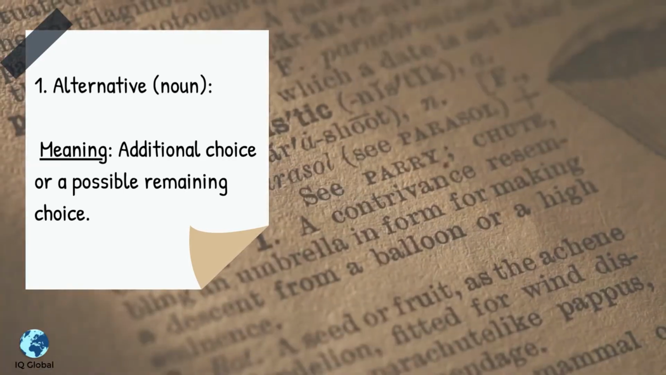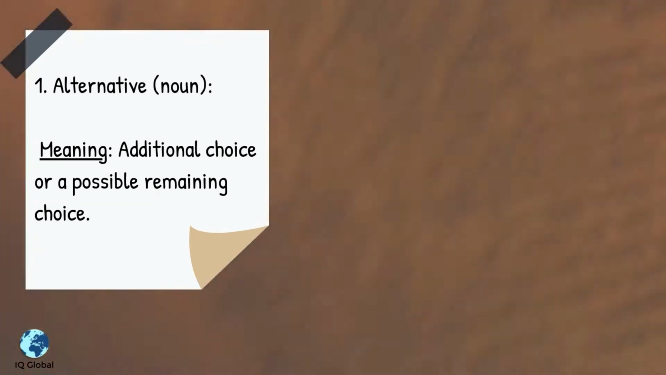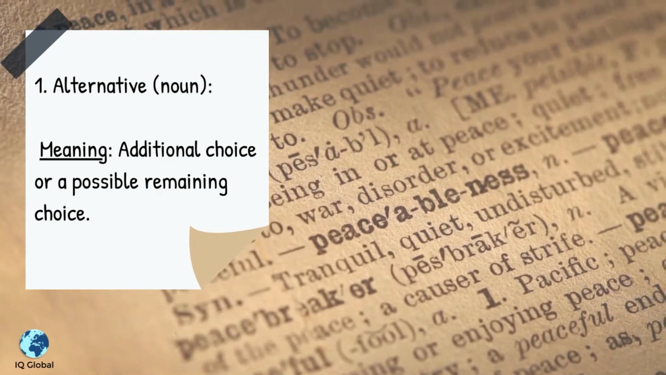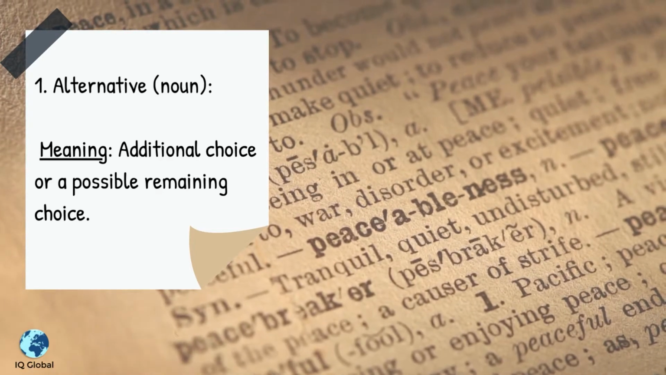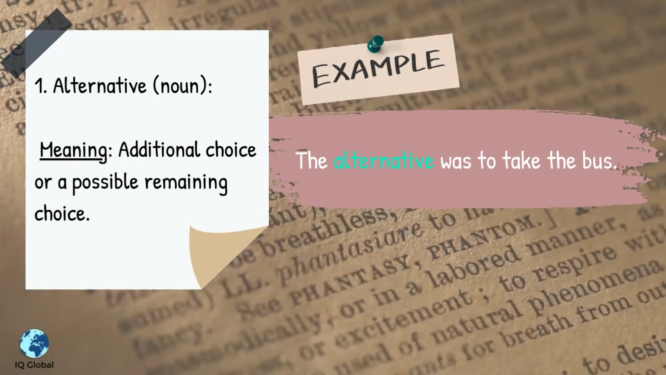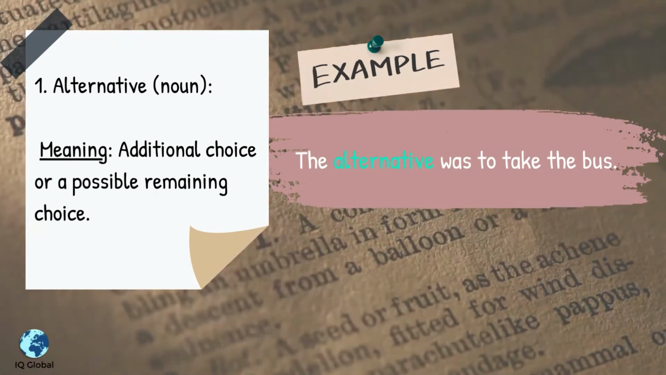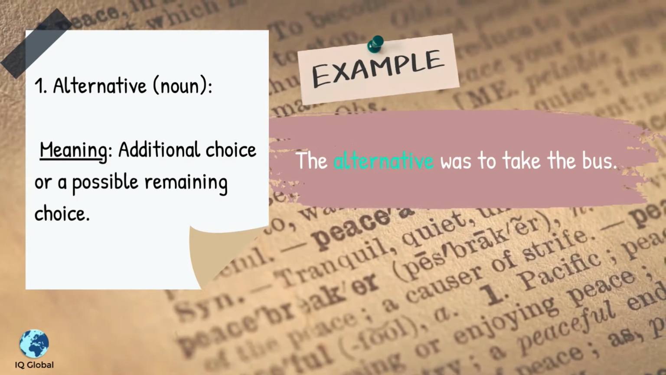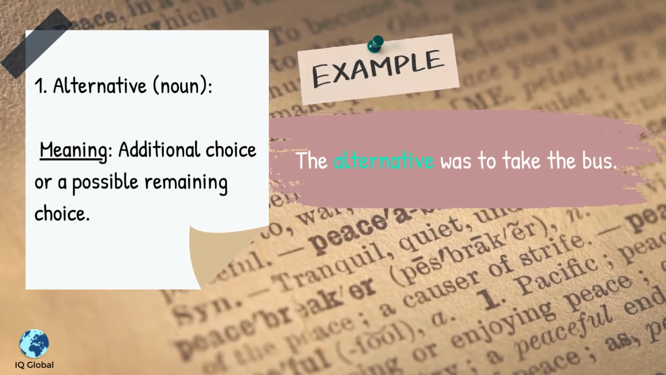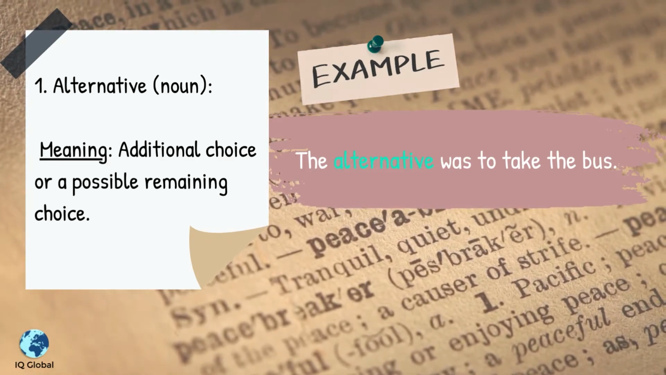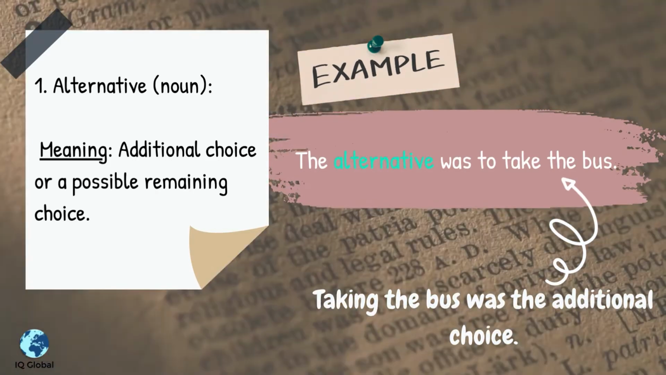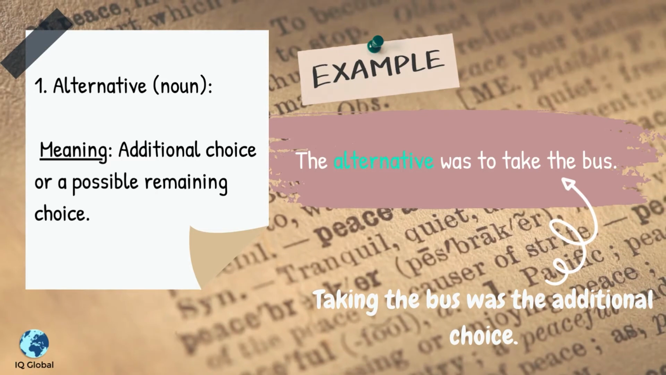1. Alternative. This is a noun, meaning additional choice or a possible remaining choice. Let's have a look at this example. The alternative was to take the bus. What this sentence is saying is that taking the bus was the additional choice.